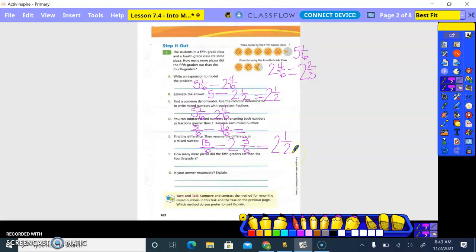Okay, so how many more pieces do the 5th graders eat than the 4th graders? 2.5 pizzas. Kind of connects the writing sometimes.